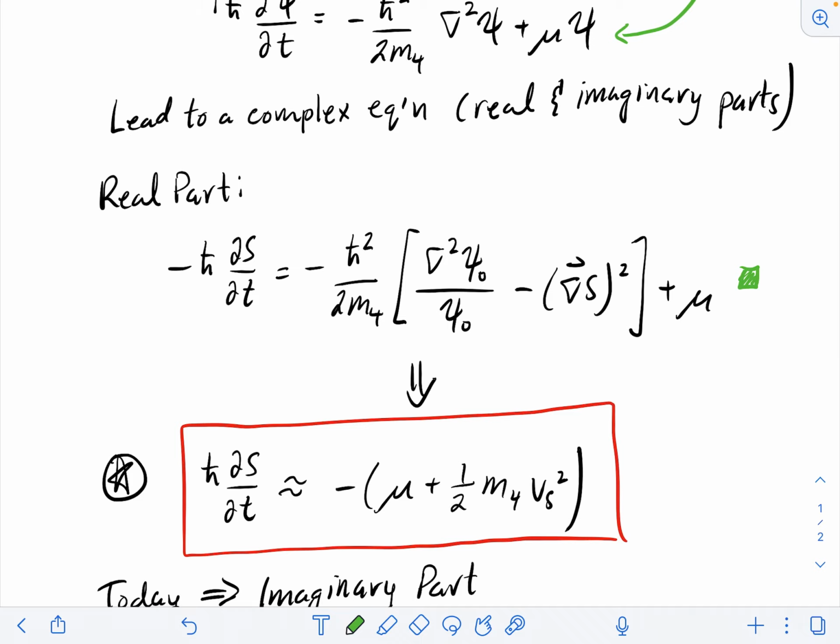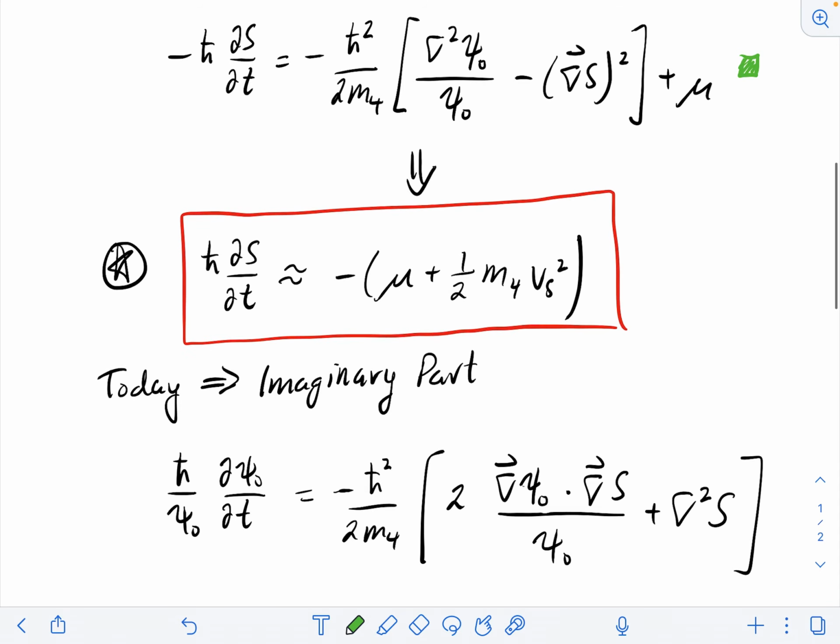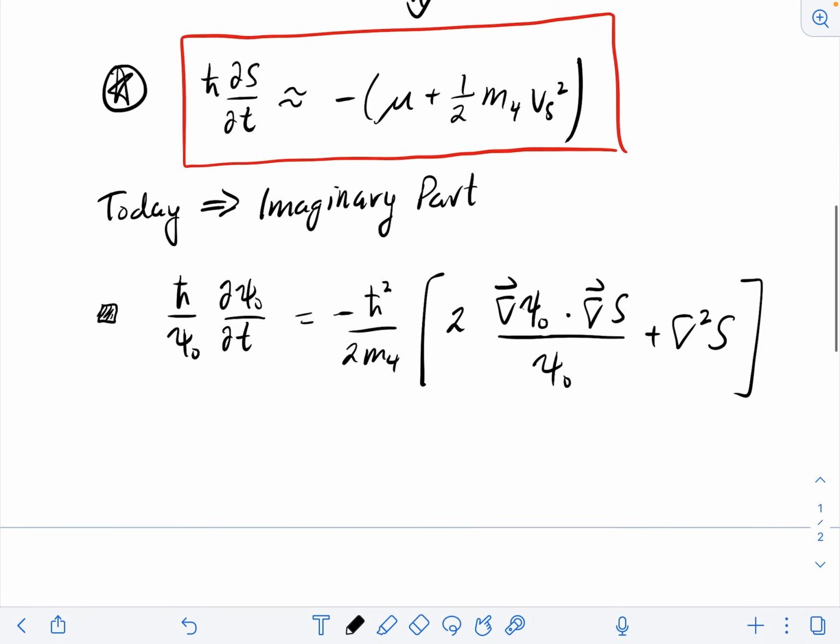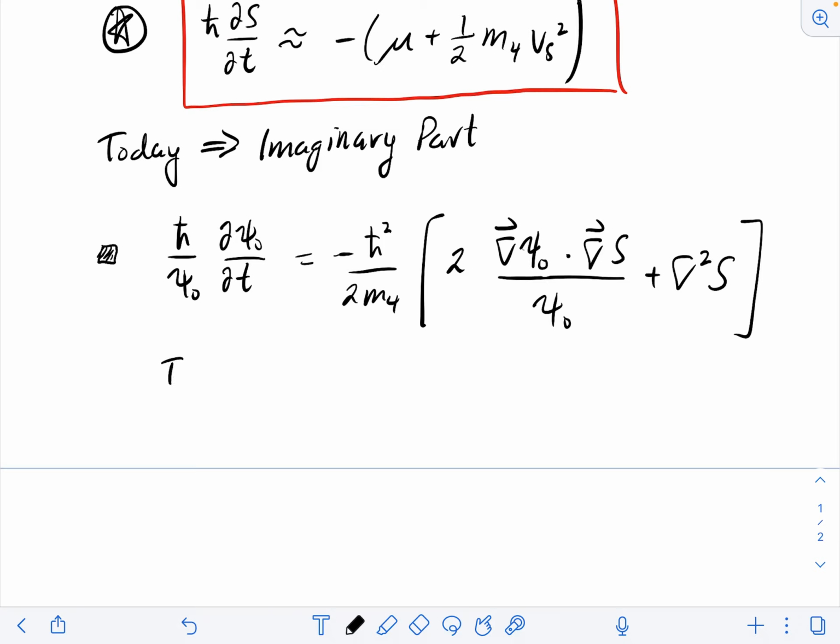Before we do that, I want to start with looking at the imaginary part of Schrodinger's time-dependent equation. If we take the imaginary terms on the left-hand side and the right-hand side and force them to be equal to each other, this is the result that we get. We're going to do some manipulations of this expression, and this will lead to something called the continuity equation for the superfluid.